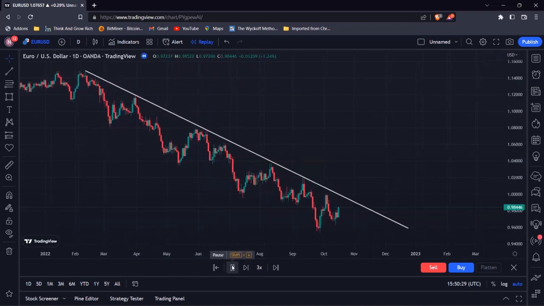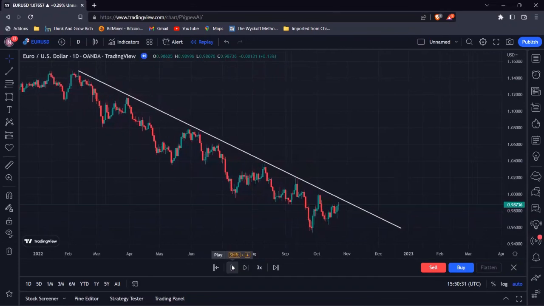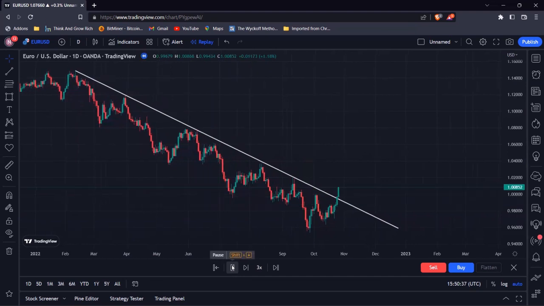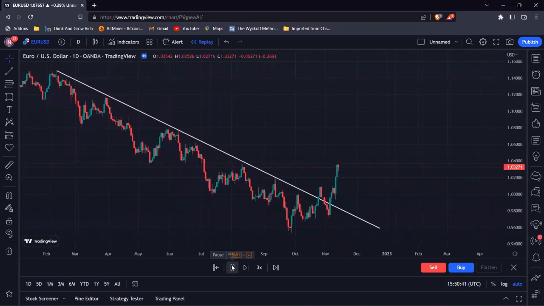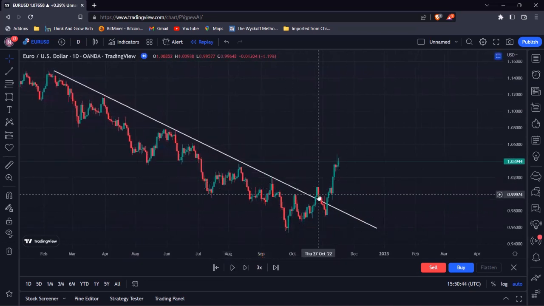I want to see this break, just to make the point that just because the trend line is valid and has been holding for a while doesn't mean that it will continue to hold forever. So let's see, does it break? Yes. And so you could see we have a break of the trend line.